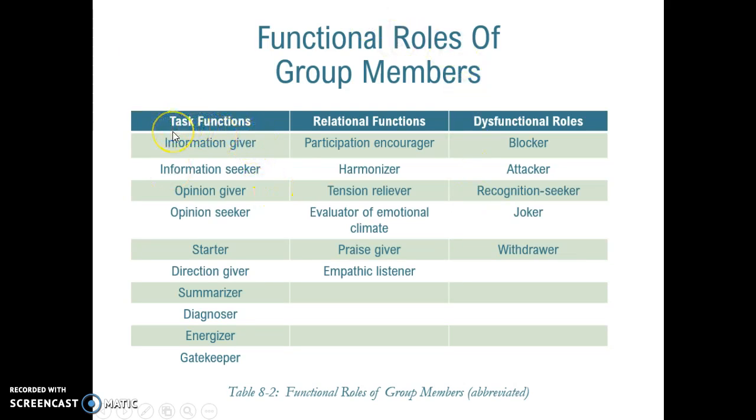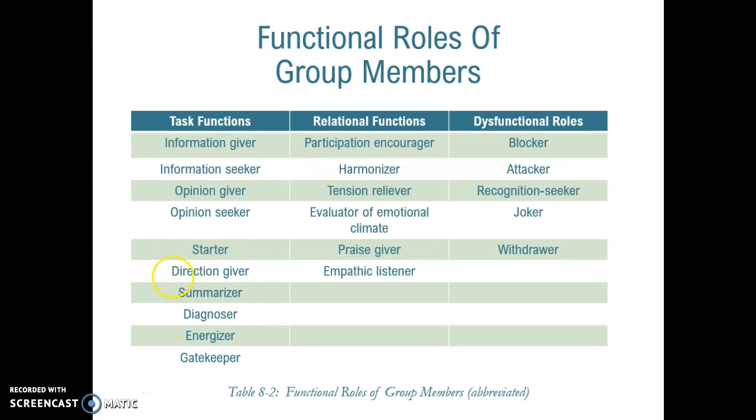And here are other task functions. Become an information giver. That means in a meeting, the ones that you will be having soon, be somebody who provides the information, or somebody that asks for information by being the information seeker, somebody who gives an opinion, or somebody who asks for opinion, the opinion seeker. Somebody that can start the discussion or get the ball rolling, as some of you might understand, get the ball rolling.